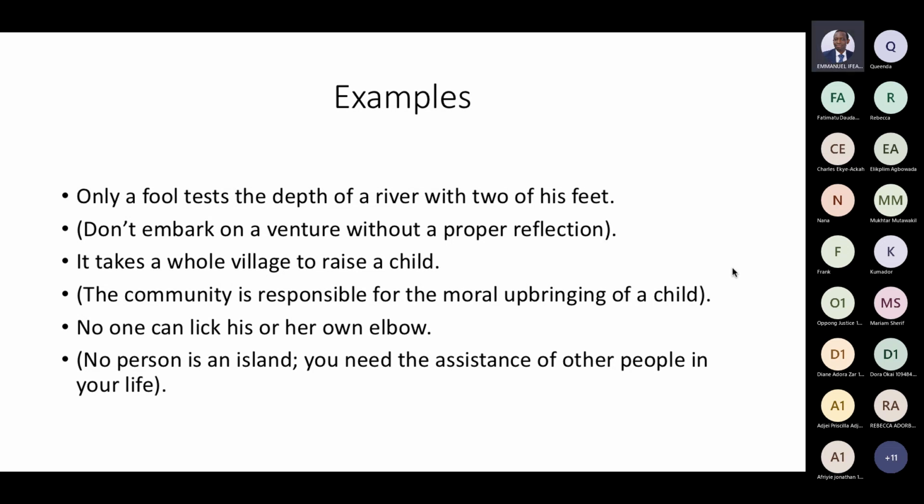It takes a whole village to raise a child, which is literally true. And then the non-literal meaning is that the community is responsible for the moral upbringing of a child, which is true whether it's a village or an urban setting. Then, no one can lick his or her own elbow, which is literally true. You can't lick your own elbow unless you have a very unusual or special kind of skill. And then the non-literal meaning is that no person is an island. You need the assistance of other people in your life.